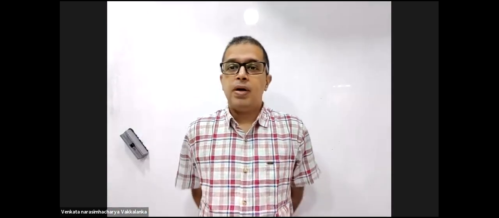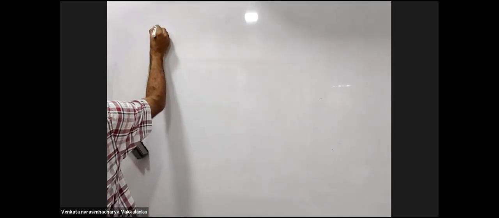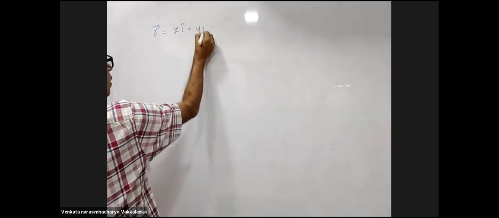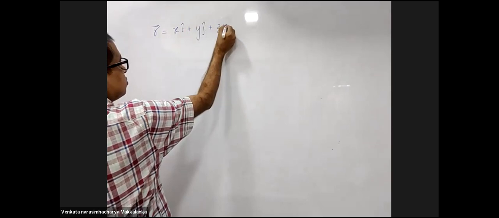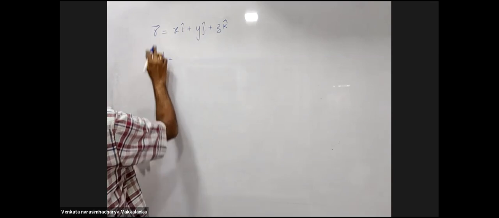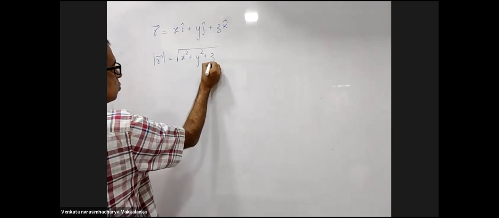Okay. Yesterday's class, we were dealing with how to represent a vector in terms of position coordinates: x i cap plus y j cap plus z k cap. So one thing we have learned in yesterday's class is how do I write a vector R? You call it x i cap plus y j cap plus z k cap. One very important thing about the magnitude of the vector will be root over of x square plus y square plus z square.